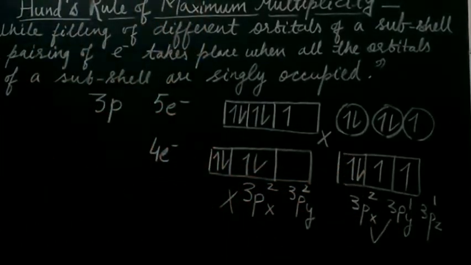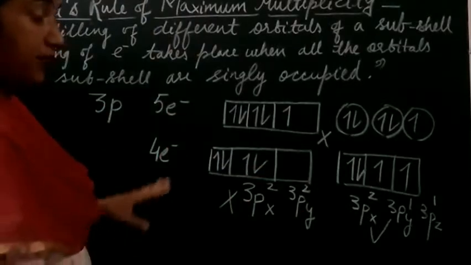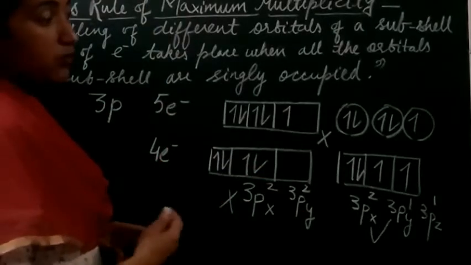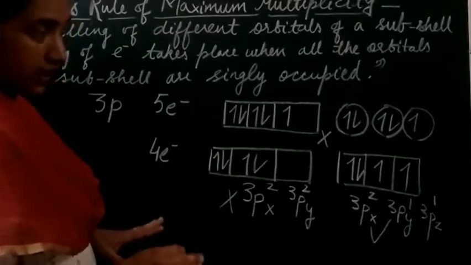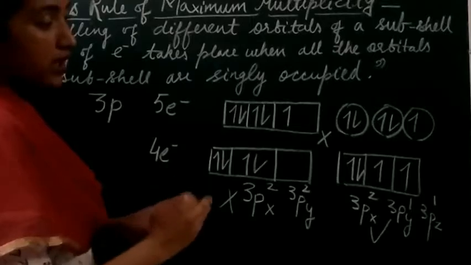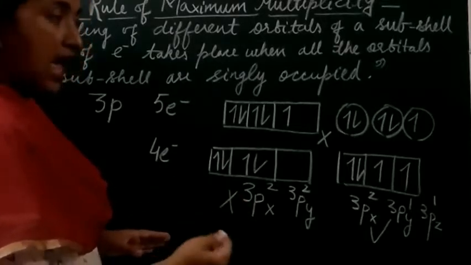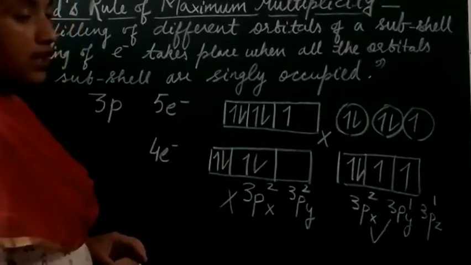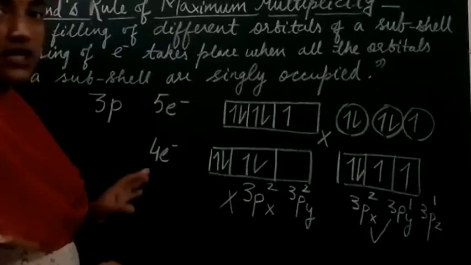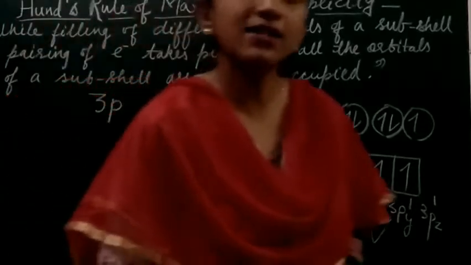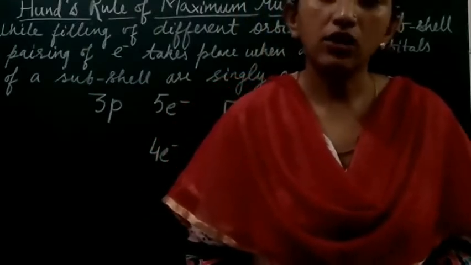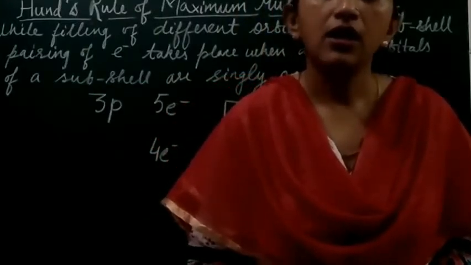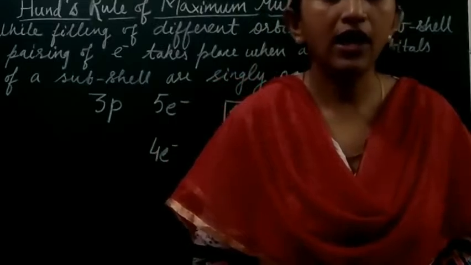That means this is in accordance with Hund's rule of maximum multiplicity, that whenever the subshell is to be filled up, the orbitals which are there will first get 1 electron each, and then the pairing will begin. Right, students? This is about Hund's rule of maximum multiplicity, and it plays an important role when the electrons are filled in the orbitals of an atom.